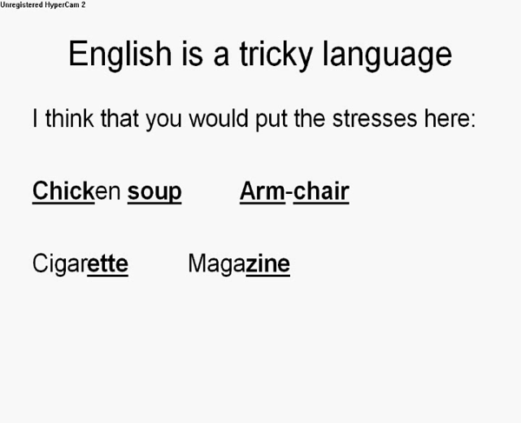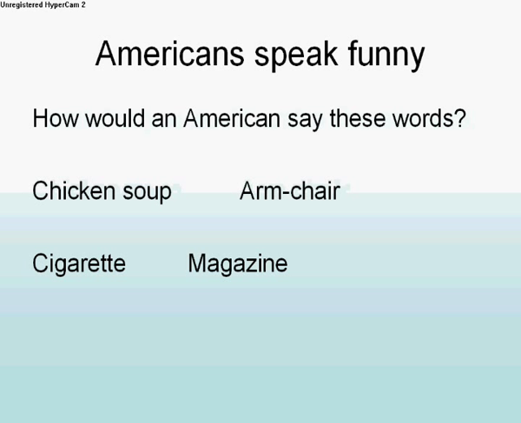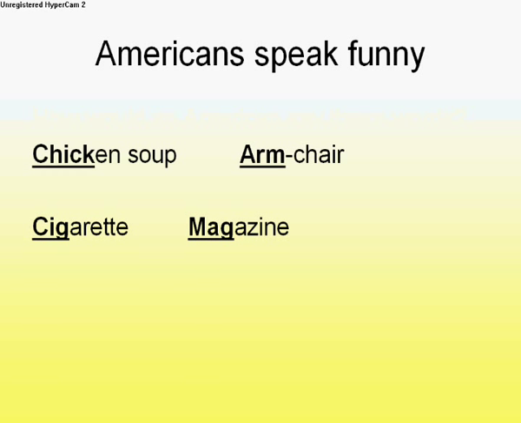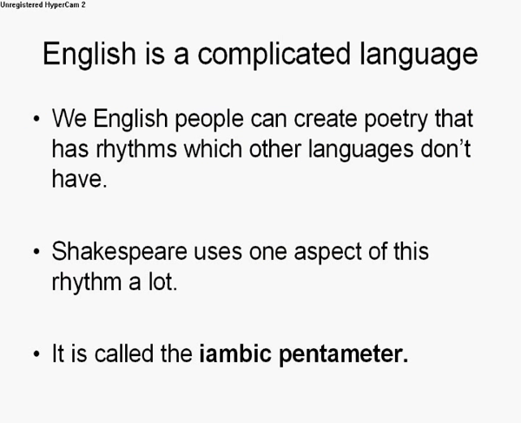But not everyone would put it there. An American would put the stresses in a completely different place. Chicken soup, armchair, cigarette, magazine. It's the position of the stress in the word that gives it this sort of binary rhythm. Or iambic is what we talk about in metrical poetry.